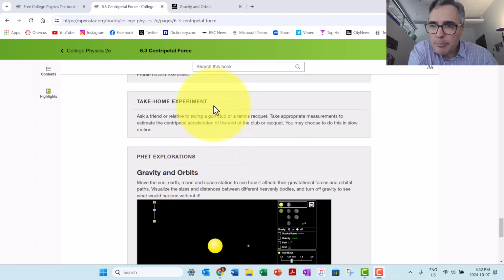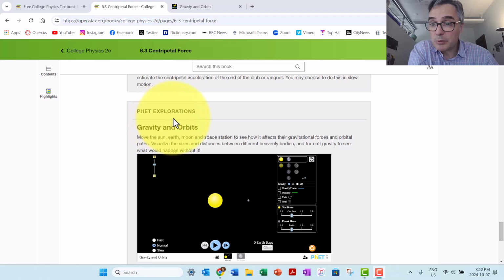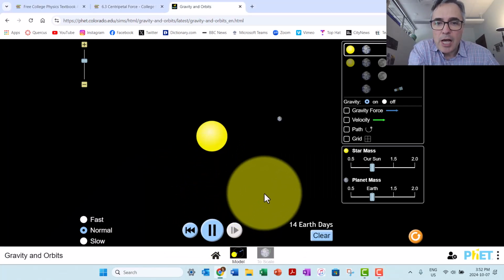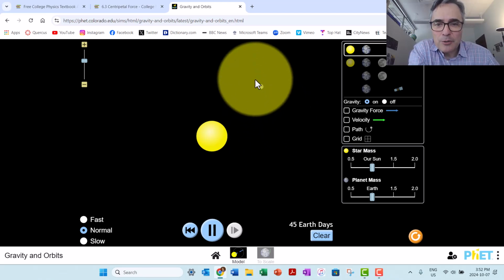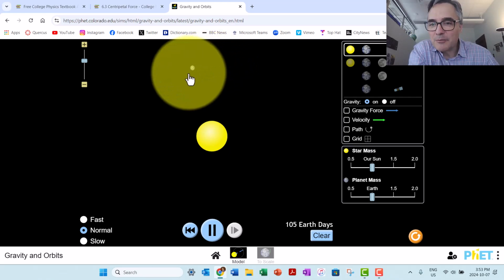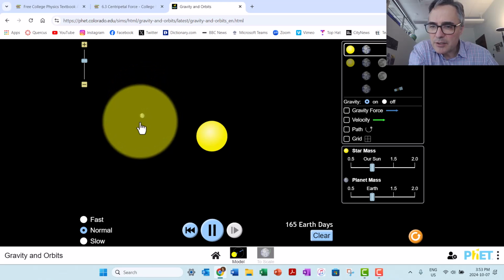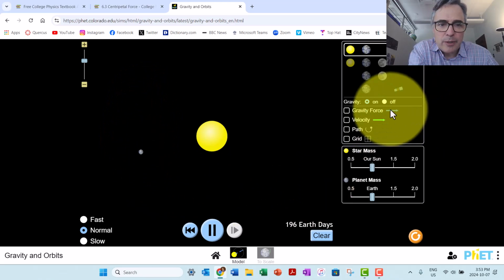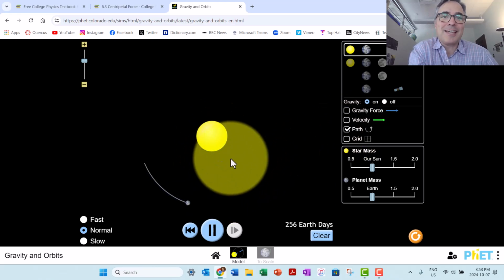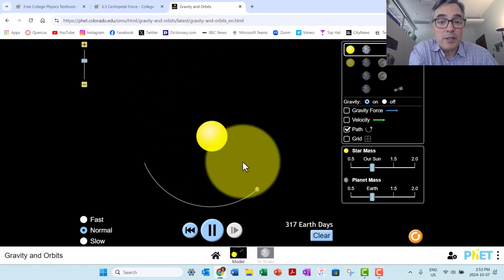But I want to go back to the bottom of section 6.3, where they have this PhET exploration called Gravity and Orbits, which shows a pretty nice exploration of a few things that are happening. So this is the Earth, which is going to be spinning once around its axis every day. The spinning is not shown, but it's showing its orbit around the sun, this yellow thing. This is not to scale, but there's a yellow thing in the middle, which is the sun, and then there's the Earth going around once per year.